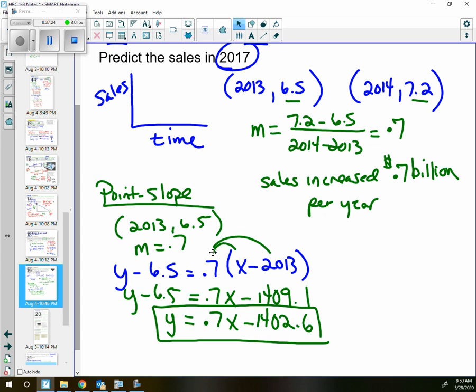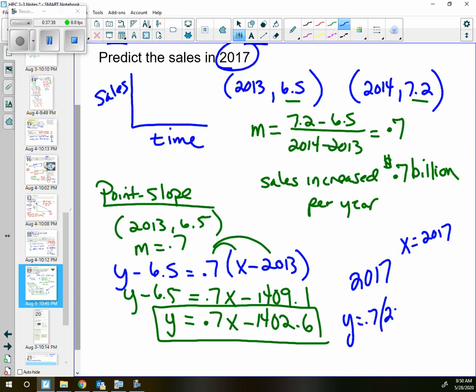If you prefer S for sales and T for time, or Y for years, whatever you like. So what do we want to use? We want 2017. So that means our X value is 2017. We're going to replace this X with 2017 and then go ahead and solve. So go ahead and calculate that. Pause if you need to and type that in. And it looks like we're going to come up with 9.3.